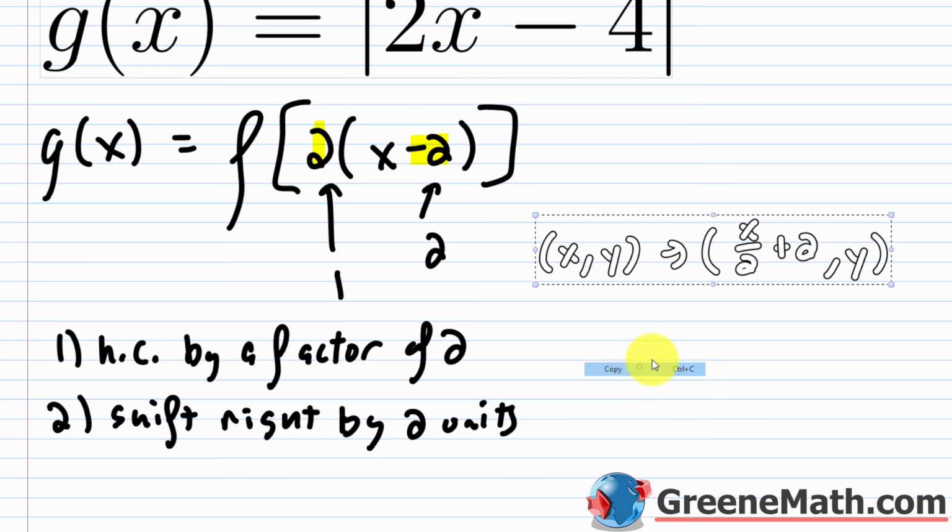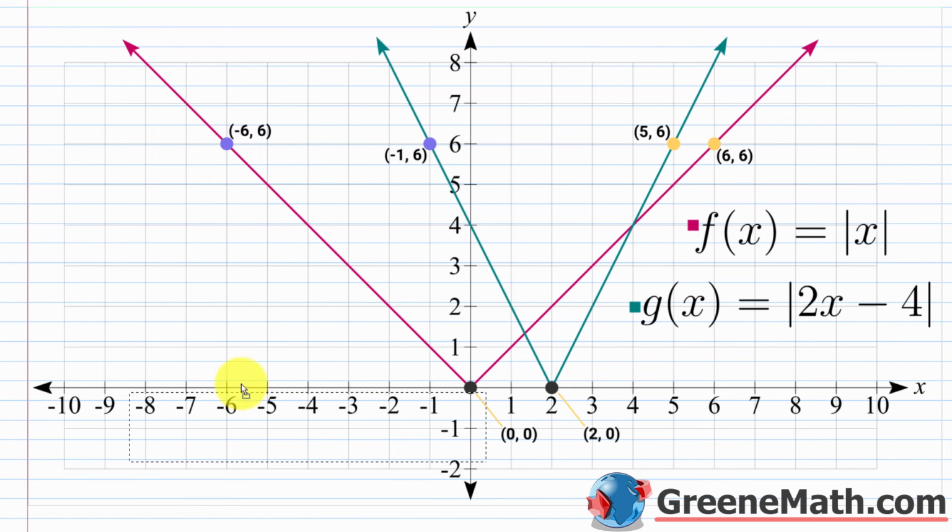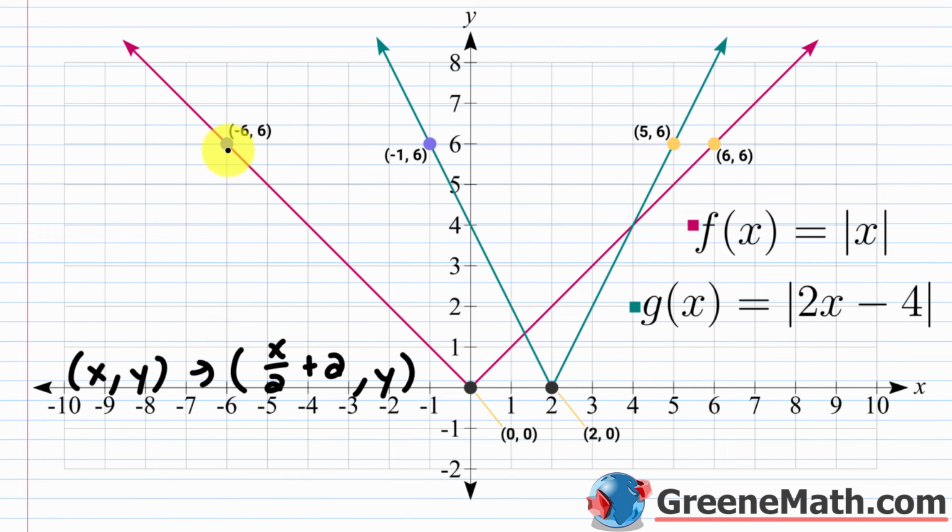Let me go ahead and grab this. And again, I have a link for you if you want to check this out on your own. So you have something like negative 6 comma 6. That's on the graph of f of x equals the absolute value of x. Again, the y value of 6 is going to be the same. The x value is now going to be found by saying, well, you take that x value of negative 6, you divide by 2, and then you add 2. Well, this becomes negative 6 over 2. That's negative 3. So negative 3, and then plus 2, that gives me negative 1. So that's how you get this x value of negative 1 paired up with this y value of 6.